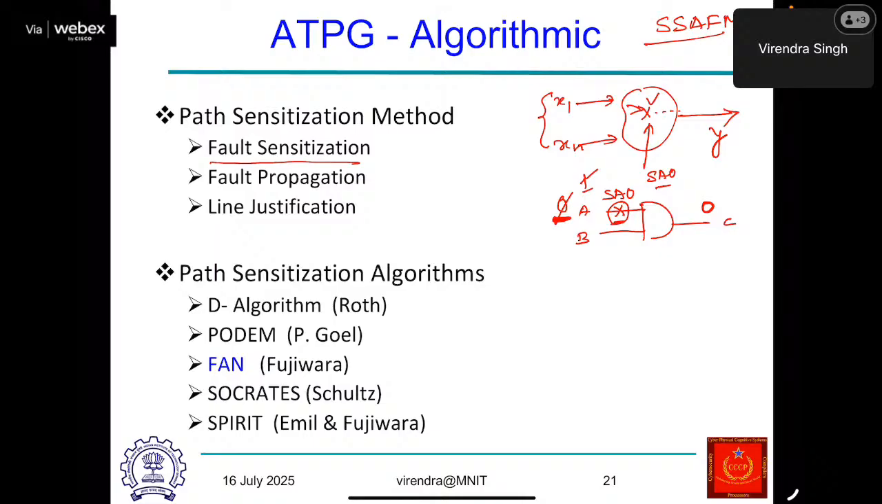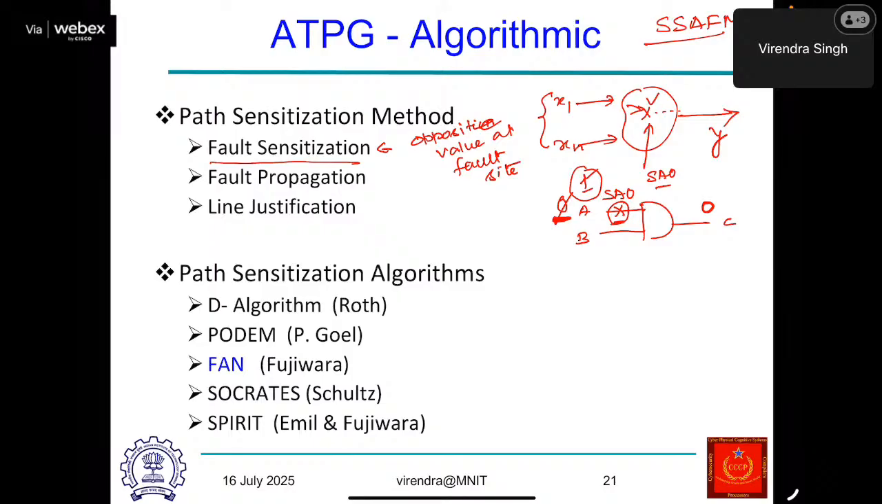So now I have to have a different value at the fault site, the opposite value. That means if the fault is stuck at 0, it should be 1. Opposite value at the fault site. If I use the opposite value, there is a possibility, I'm still saying there is a possibility, that I can get a distinguishable output at the primary output.